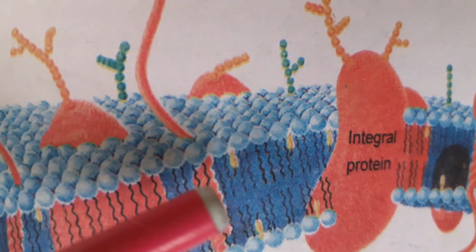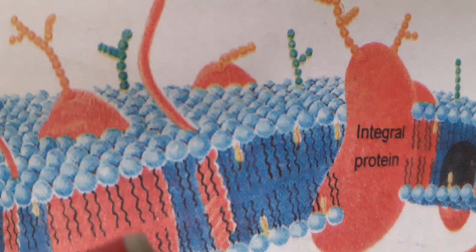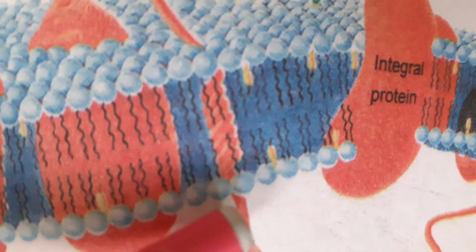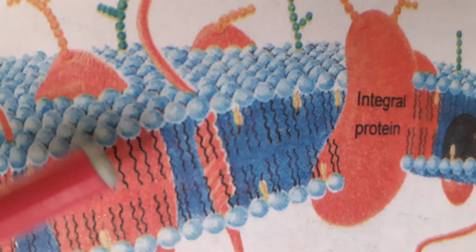On this side the heads of the lipid portion are present, and on this side also you can see the heads of the lipid molecules. So the lipid molecules are arranged in two layers. You call it a lipid bilayer.